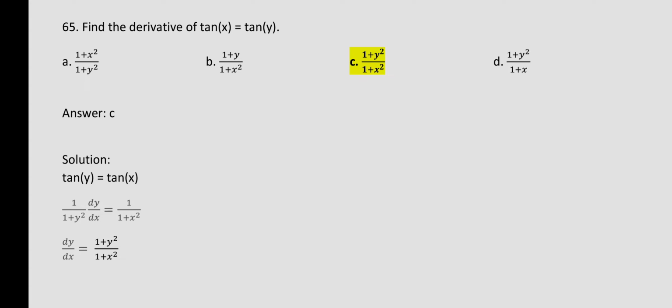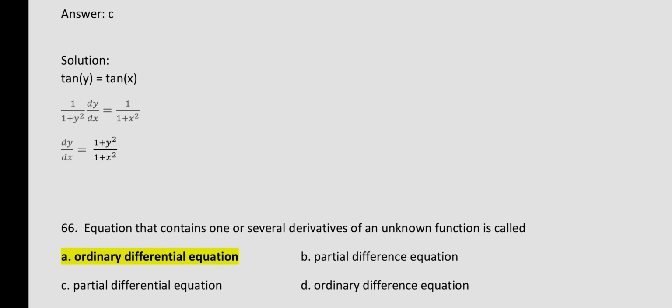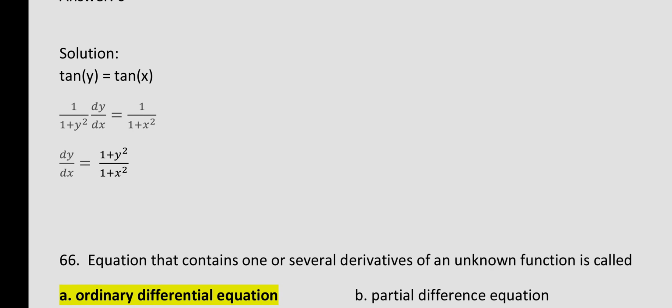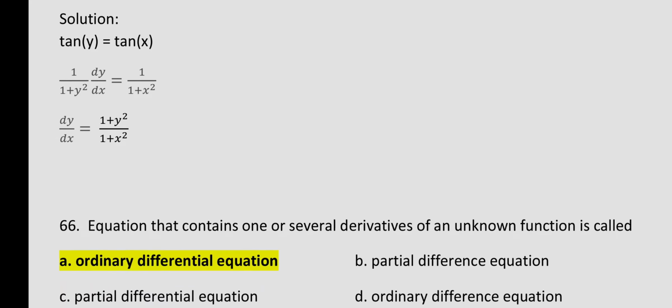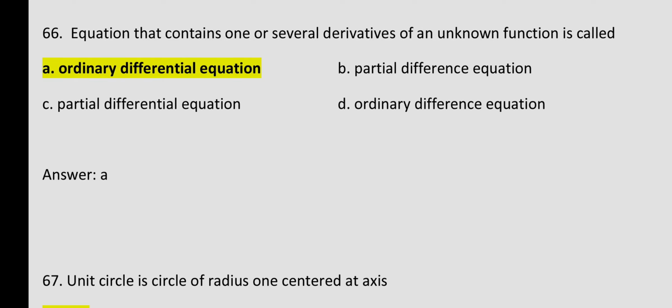Yung derivative ng tangent x equals tangent y. Solution, ganun lang kasimple. Okay, derivative ng tangent y, 1 over 1 plus y squared dy dx equals derivative ng tangent x, 1 over 1 plus x squared. Segregating the equation, lipat mo sa kabila yung katabi ng dy dx, magiging 1 plus y squared over 1 plus x squared. Okay, next. Number 66.